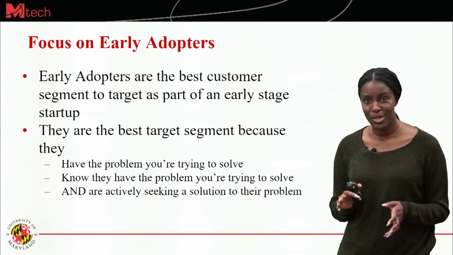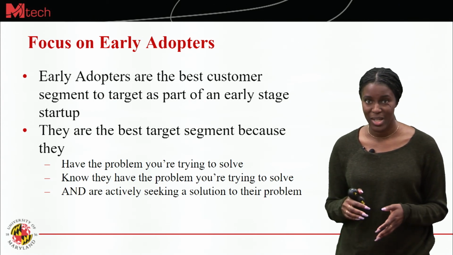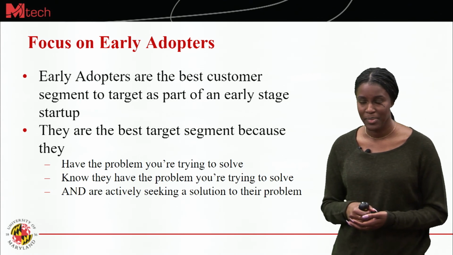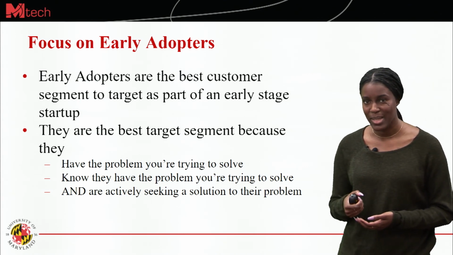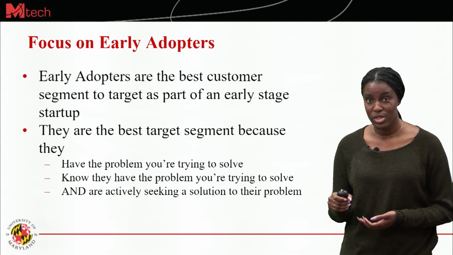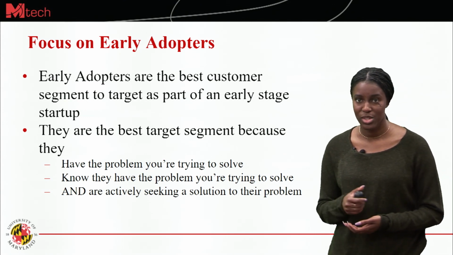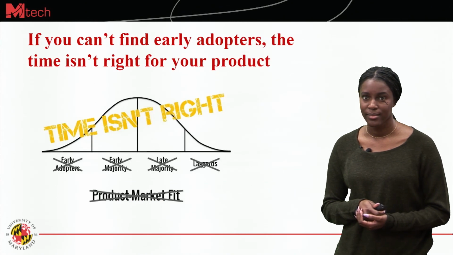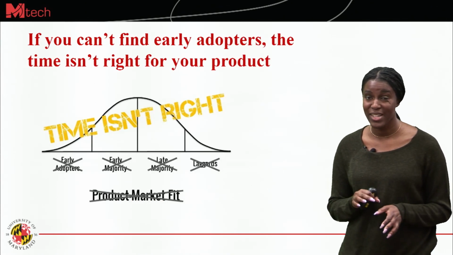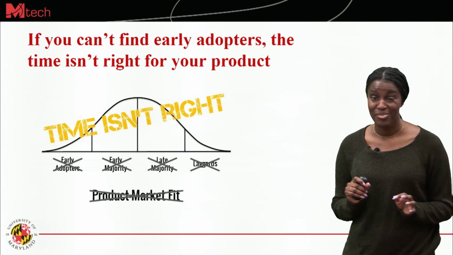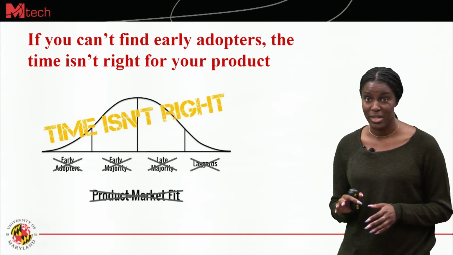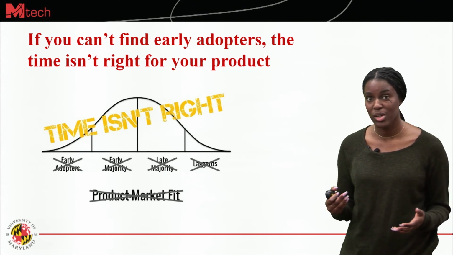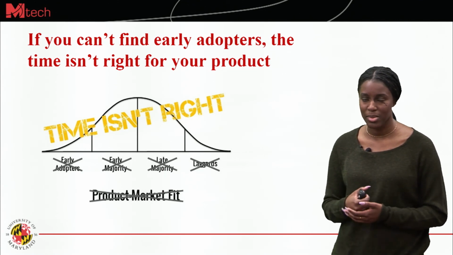So focusing on early adopters is the best way to talk to the right people at the beginning of your startup journey. They're the segment that's going to give you the best insight and also be the first people to use your product and service when you launch. Now, if you can't find early adopters, then it's probably not the right time for you to enter into the market. So maybe pivot and try to understand who an early adopter might be and how you might be able to meet their needs.